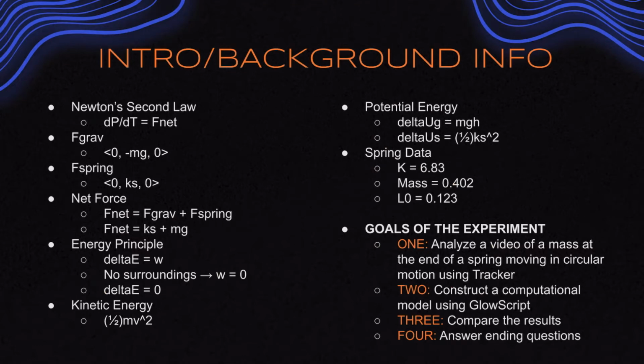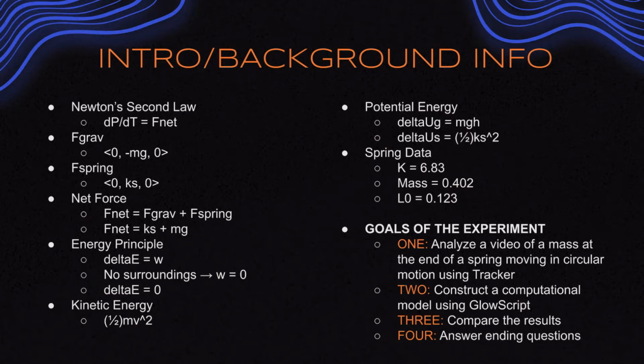We have Newton's second law. We've seen it all before. dP over dt, change in momentum over change in time, is equal to F net. And today, we have two forces creating our F net, our net force. We have the gravitational force and the spring force. And our net force is simply those added together.